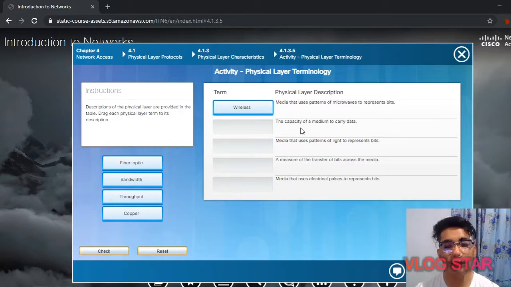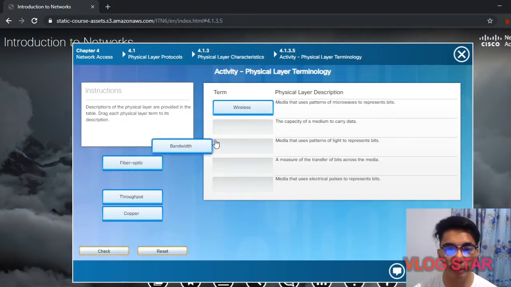There is some confusion about the capacity of the medium of the data and the transfer of bits, somewhat about bandwidth and throughput. Bandwidth is somewhat in data and throughput is all about bits. That's the keyword that I always use, the data and the bits. For the data, it should be bandwidth.